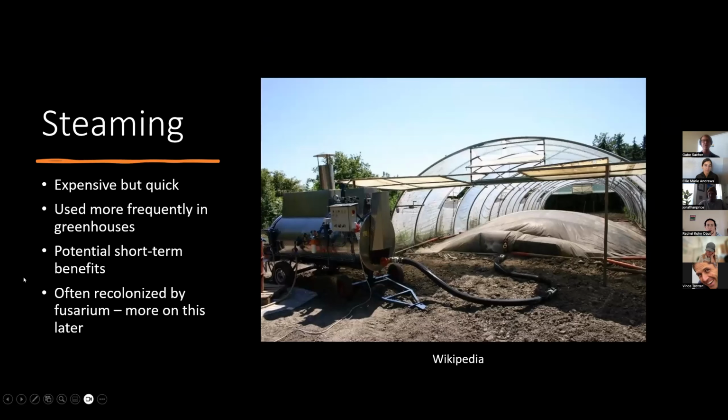Now, a last organic method for disinfesting your soil would be steaming. It's relatively expensive, but the bonus is it's so quick. Solarization or anaerobic soil disinfestation take weeks, but steaming can take hours. It is mostly used in greenhouses, but you really can apply it anywhere that you have enough steam generation to heat. It offers great short-term benefits, but because it's such a hot kill of everything in the soil, sometimes it will clear the soil of everything, and then the Fusarium will come back first. And so you might only see short-term benefits.